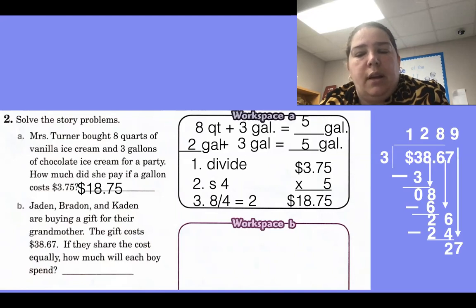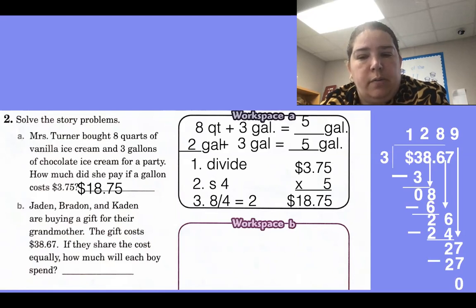There we go. That kind of got out of whack there. 27 divided by 3 equals 9. And 9 times 3 is 27. 27 minus 27 equals 0. Okay? So our answer in dollar amount is $12.89. When you put that on the line, that will be your answer.